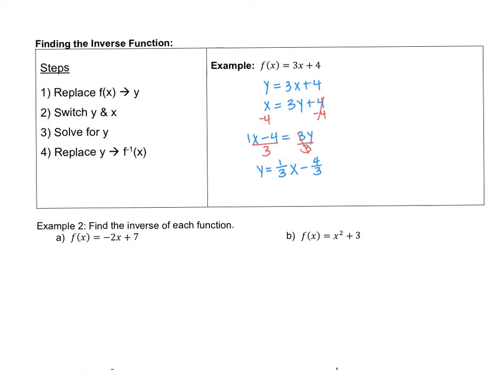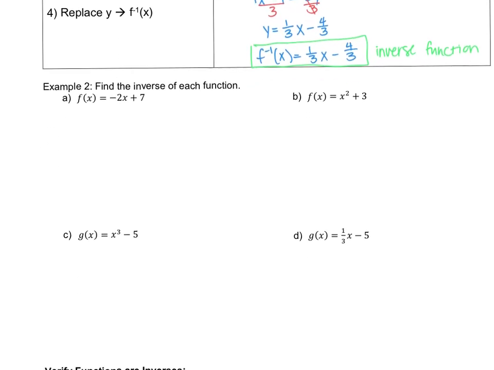But the last step is to replace the y with the inverse function notation. Because the original equation started out with an f, we need to claim that this is the inverse. So we use that symbol to help remind us that this was the inverse equation that we found, or the inverse function. And that is our inverse. So it means that basically if I have the original equation and now that I found the inverse function, I can plug in whatever x value I want and I'll find the inverse y value.